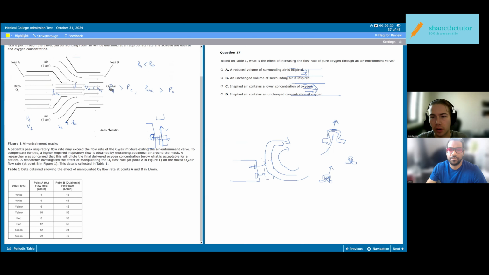Based on table one, what is the effect of increasing the flow rate of pure oxygen in an air entrainment valve? Liters per minute increases when O2 per air mix. Okay.